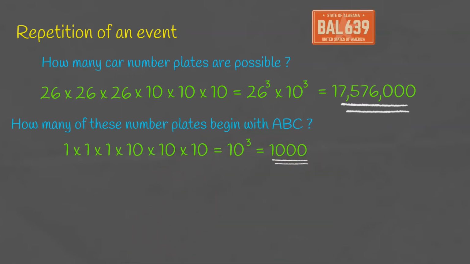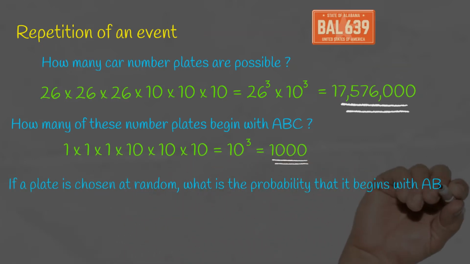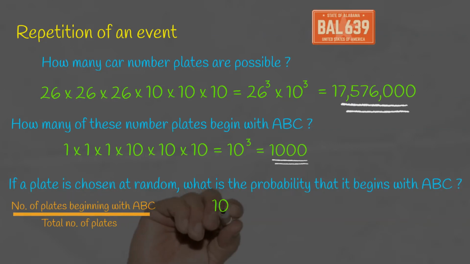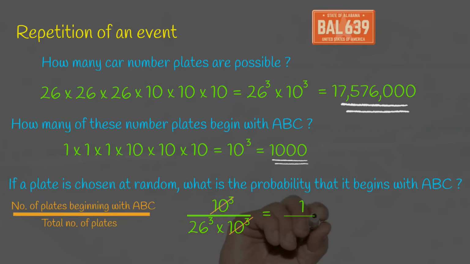And then if we chose a plate at random, what's the probability that it begins with ABC? And this is the number of plates that begin with ABC divided by the total number of plates that are possible. And luckily we've worked out both of these in the previous 2 sections, so the answer is 10 cubed over 26 cubed times 10 cubed. The 2 10 cubes cancel out, and so the final answer is 1 over 26 cubed.